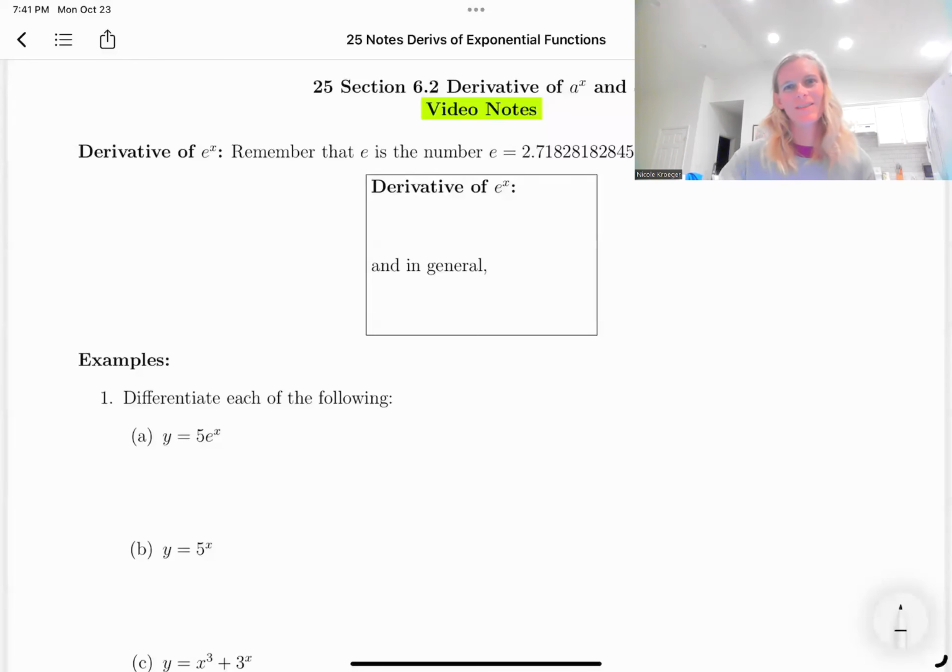Today, we're going to learn how to take the derivative of exponential functions. So these are things like e to the x, 5 to the x, 8 to the x. We noticed that what we've done before is that the base has been a variable and the exponent has been a number. Now the variable is going to be in the exponent, and the base is going to be a number.